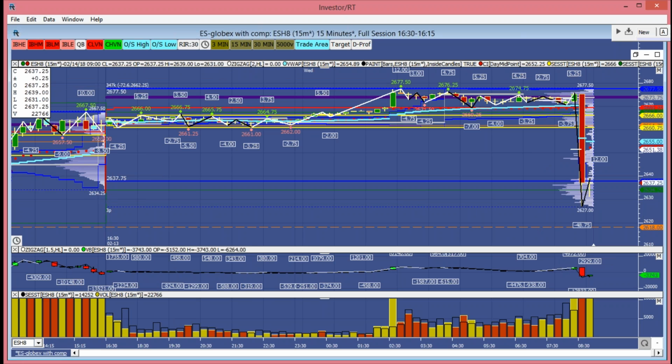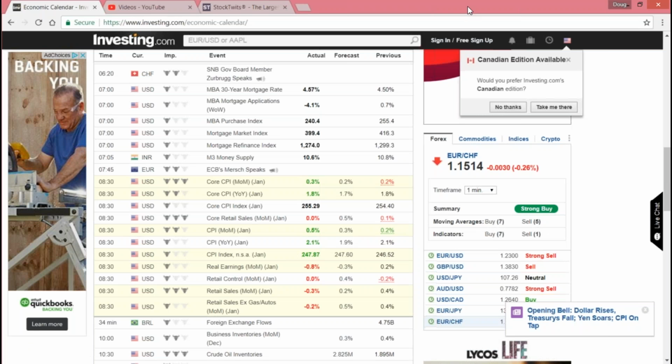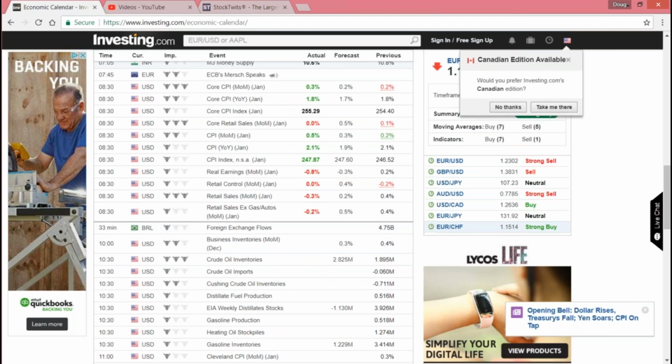So let's take a look at the news now. You can see that the core retail sales was a miss. CPI came out at 0.3 versus 0.2. And retail earnings came out negative. Same thing with retail sales, and the market did not like that, or the algos, I should say, because the market is so thin right now.